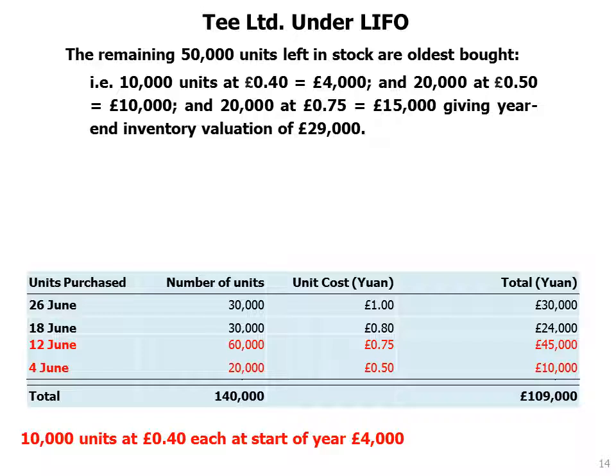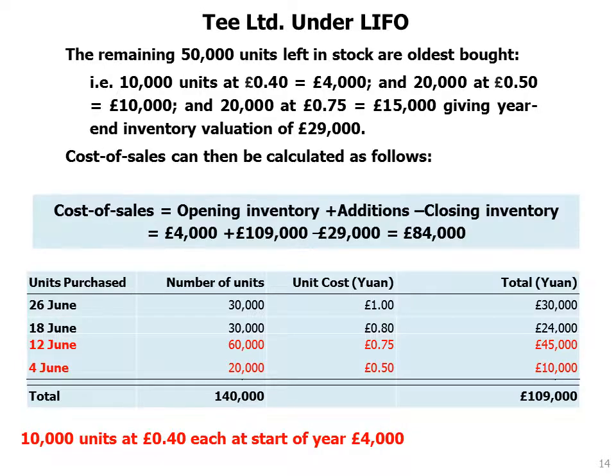So the ones that we started the month with, which is 10,000 units at 40 pence each, £4,000, and then 20,000 from June the 4th at 50 pence each, giving £10,000, and then the remaining 20,000 at 75 pence, giving £15,000. Add those three up together, that gives a year-end inventory valuation of £29,000. And then we apply the cost of sales equation. So opening inventory is £4,000, plus additions of £109,000, less closing inventory that we just calculated, £29,000. Cost of sales is £84,000.